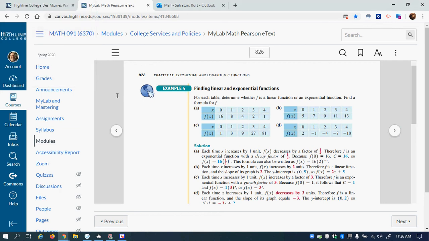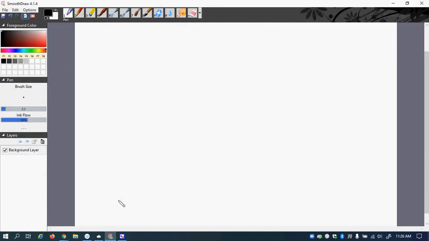So this is section 12.2, exponential, finding linear and exponential functions. We have four tables and we're trying to determine which ones are exponential and which ones are linear. Also, could we come up with the equation for each one of these particular tables? So let's go back to the drawing board.